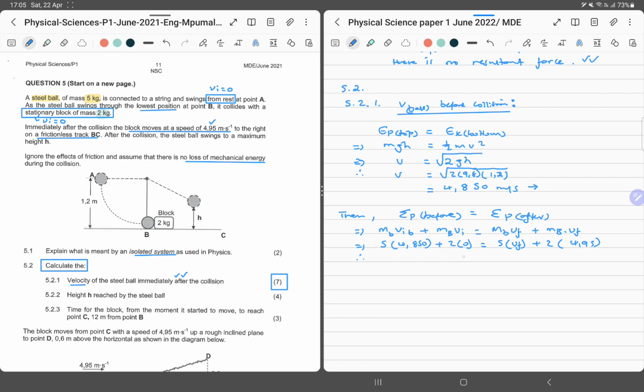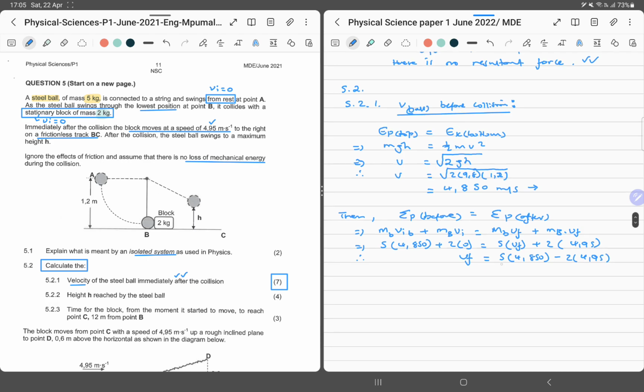Therefore, the final velocity of the ball is going to be 5 into 4,85 minus, we transpose this, 2 into 4,95, and then we're going to divide by the mass of that object, which is 5. So sometimes when you create a bit of a situation for yourself, it helps you to clear up problems.